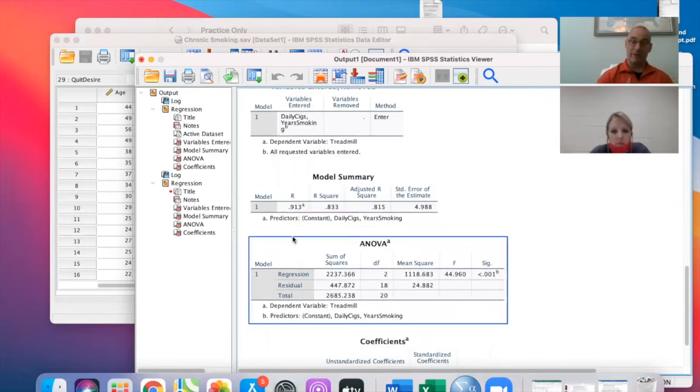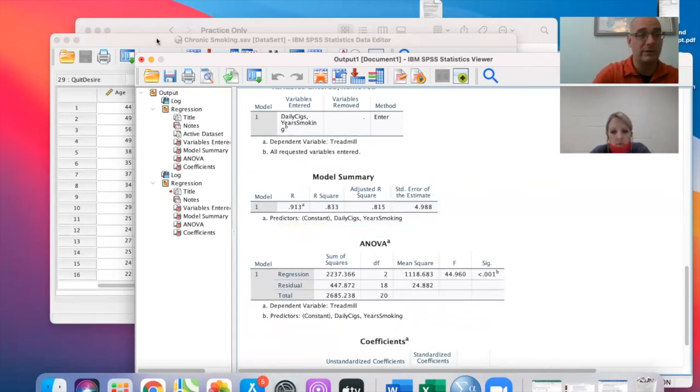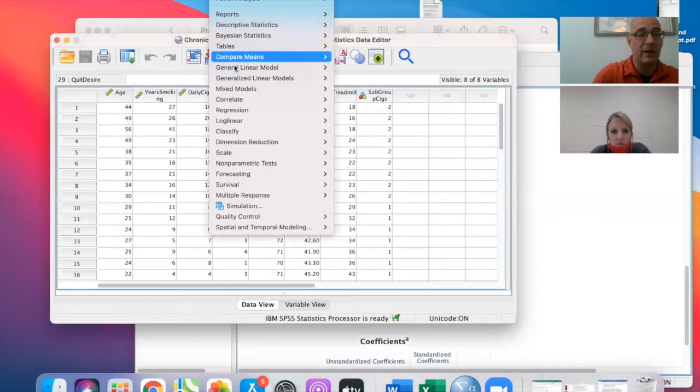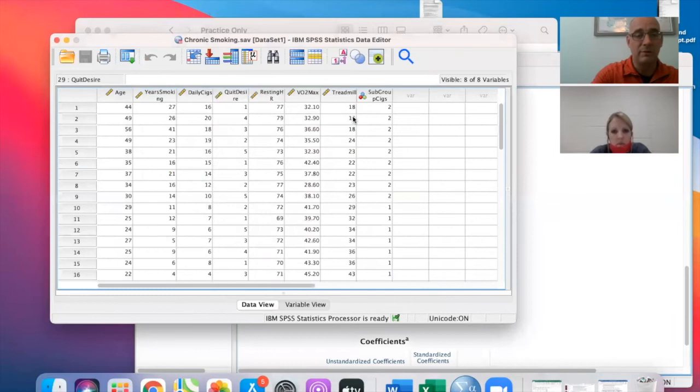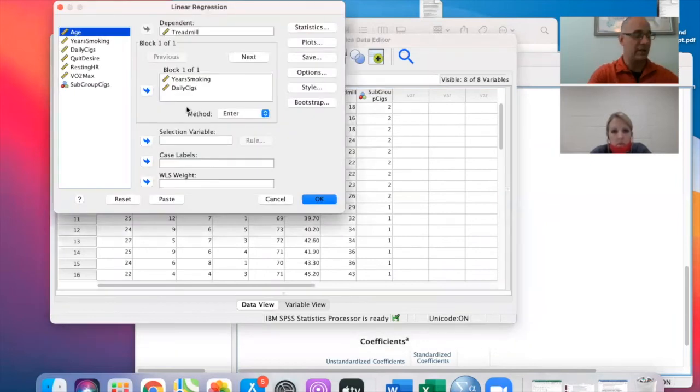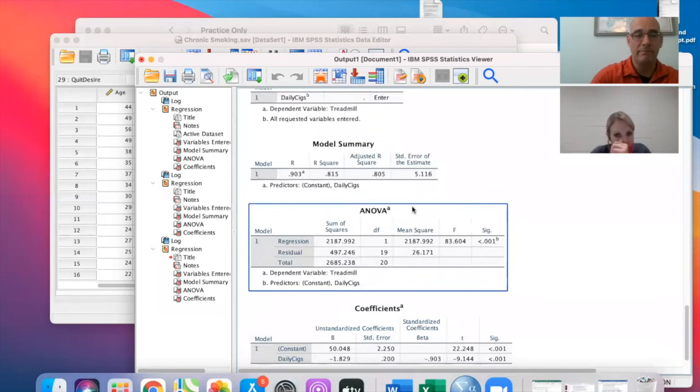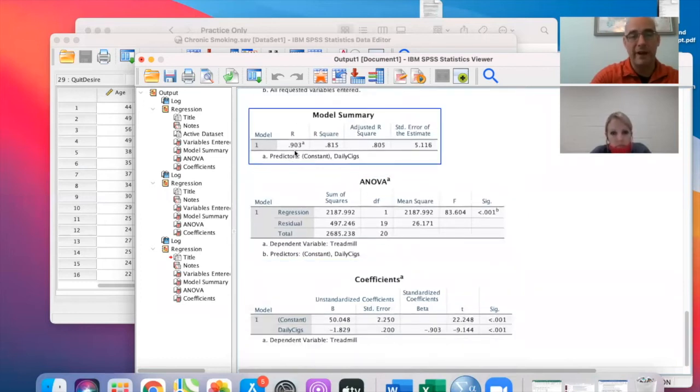And again, we could run that with 1 variable. Let's just do that. Let's rerun that real quick. We go to Analyze, Regression, Linear. Which variable do you want to back out? Years smoking or daily cigarette use? Years smoking. Okay, so we'll back that one out, and then we'll click OK. And I bet, yep. So you see here with our 1-factor model, daily cigarette use, 0.903.